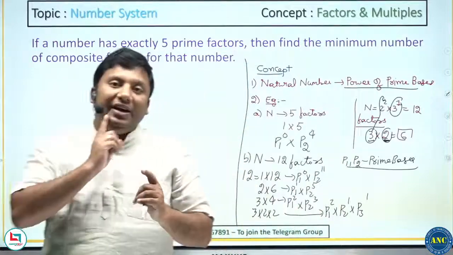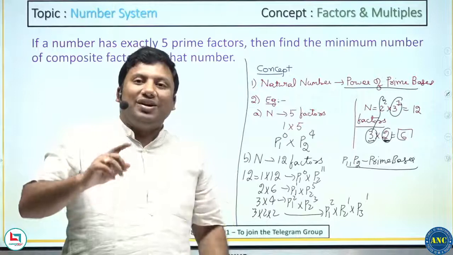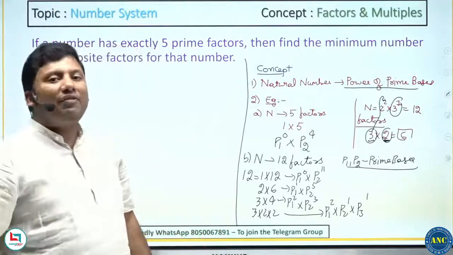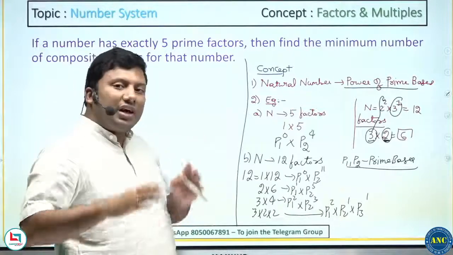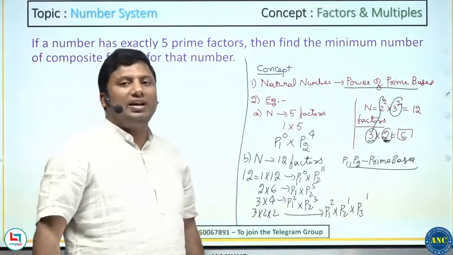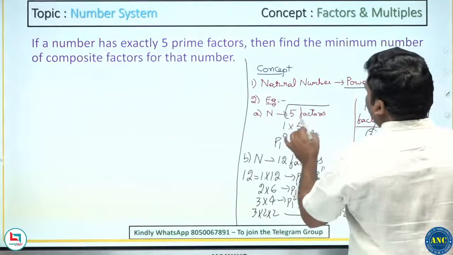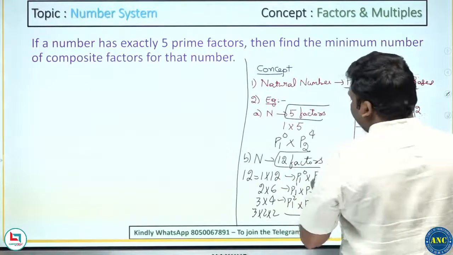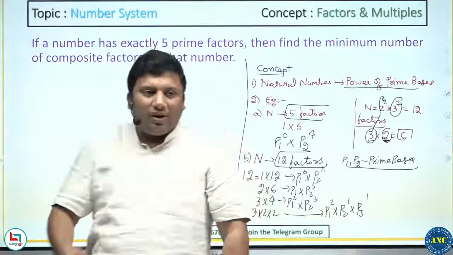Till now, what we did in session number 1, 2, there is a number that is given to you. We found out the number of factors for this number. Now we are doing the reverse case. If the number of factors is given, how to find out the various possibilities a number can take. In all the questions right now, the number of factors will be given.